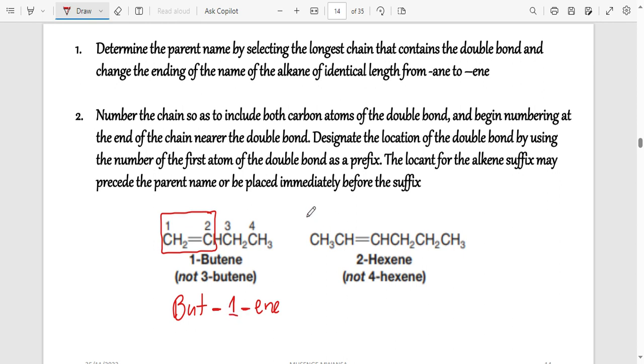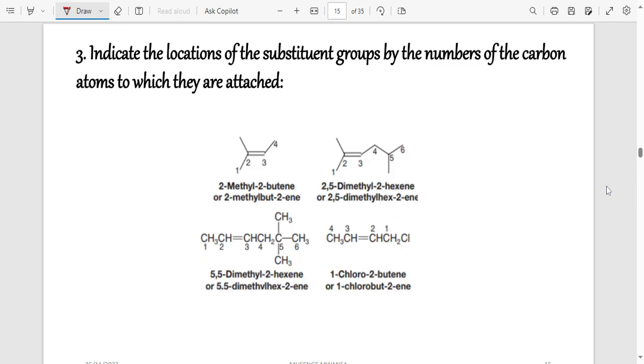For this other one, this will be 1, 2, 3, 4 carbons, 5, 6. So this one will become 2-hexene or hex-2-ene. Okay, so that is how you name that. How about this?